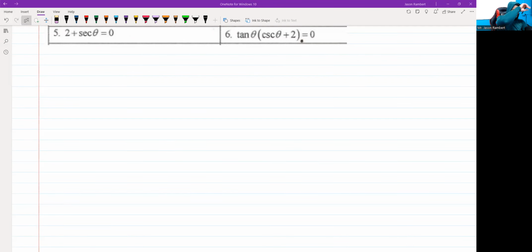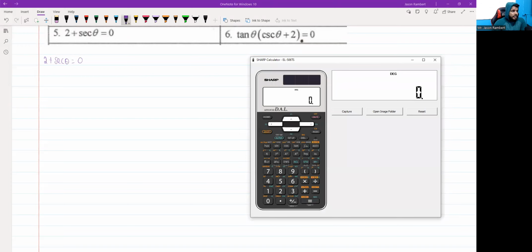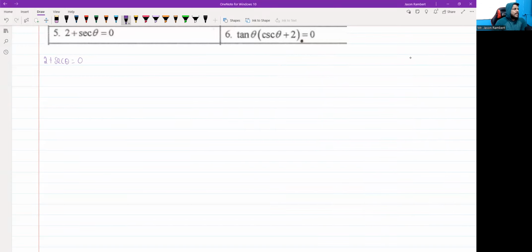Okay, cool. So 2 plus sec theta is equal to 0. So I have 2 plus sec theta is equal to 0. Now, I don't have sec on my calculator. I have sine, cosine, and tan. So I'll have to use some of the identities to change sec into one of the operations or one of the identities on my calculator.